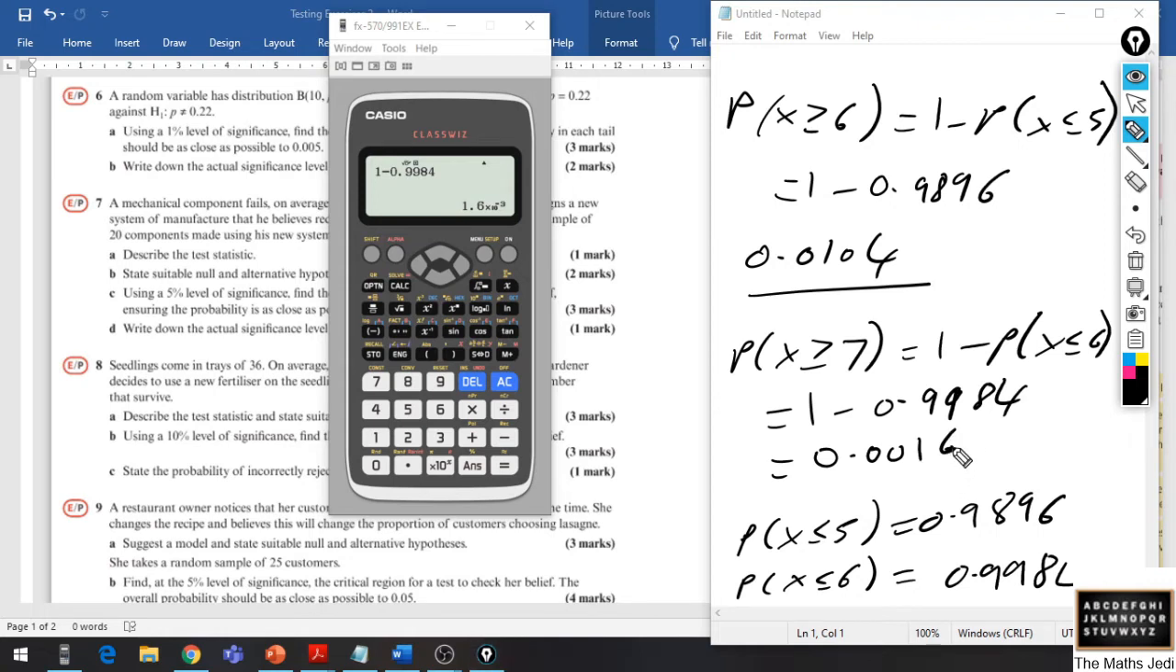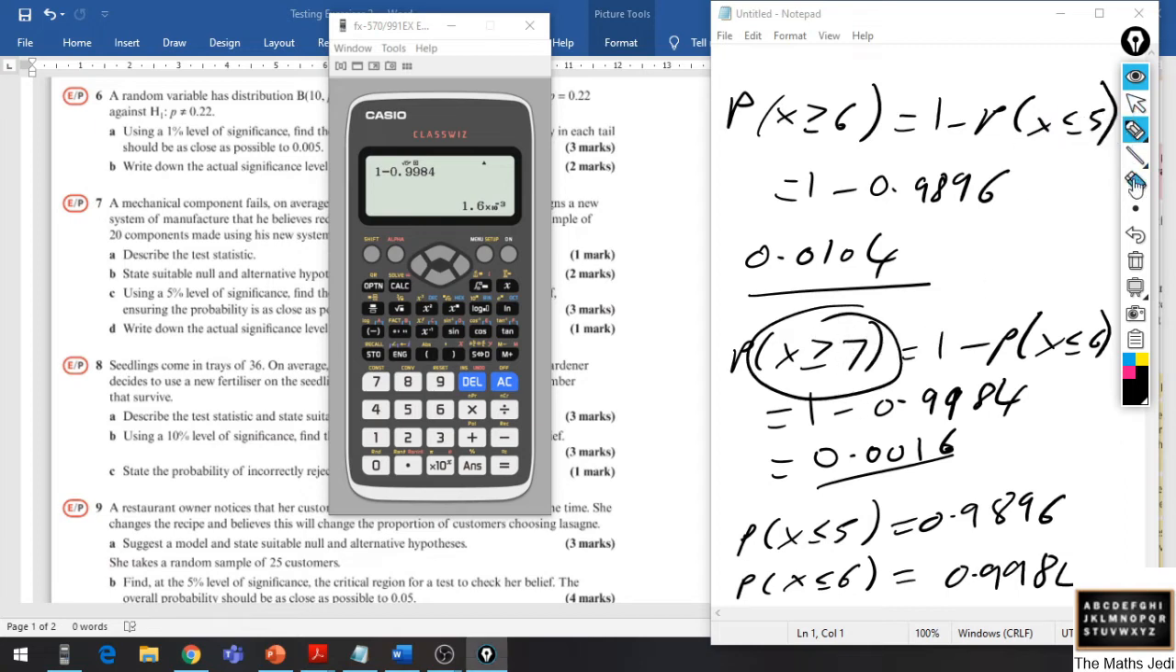It's a very small number, 0.016, very small. So which one of these is closer to 0.005? This one's quite far away from 0.005. This one's relatively close to 0.005 compared to that one. So this one is the closer one. It's the one that's more than or equal to 7.